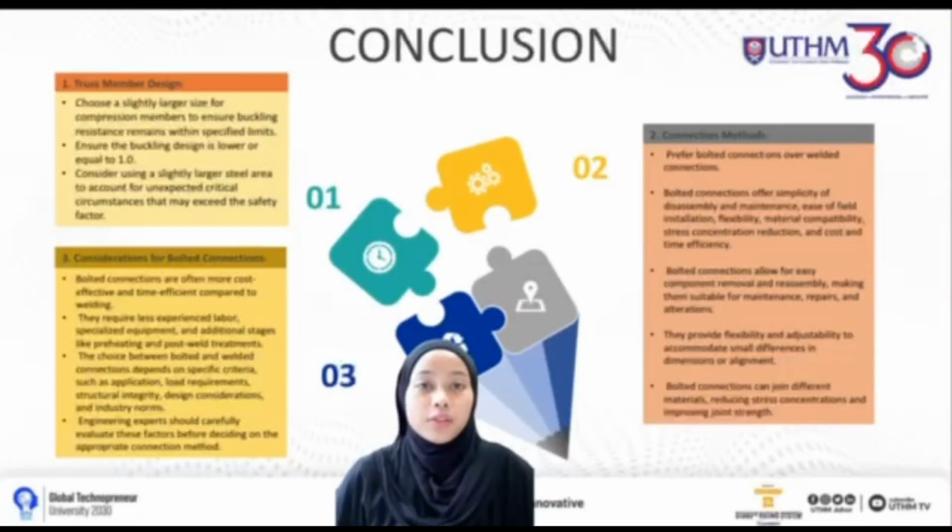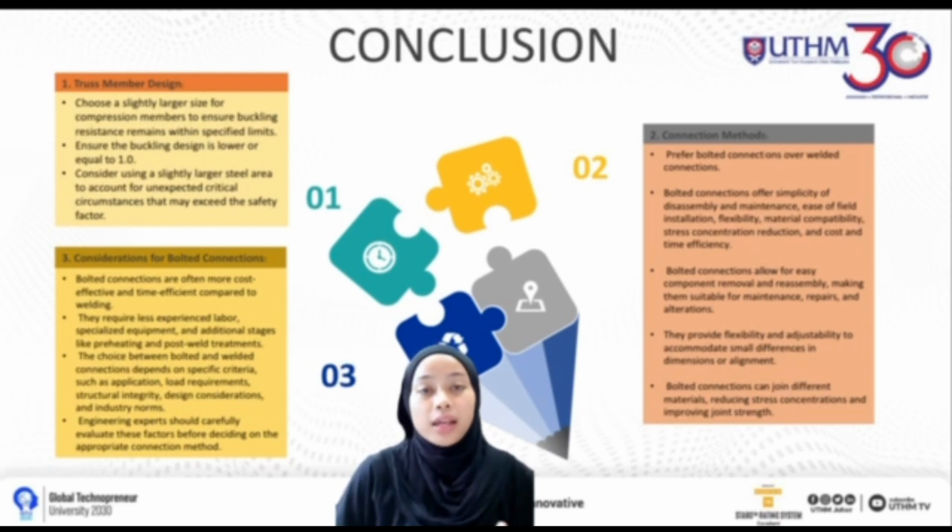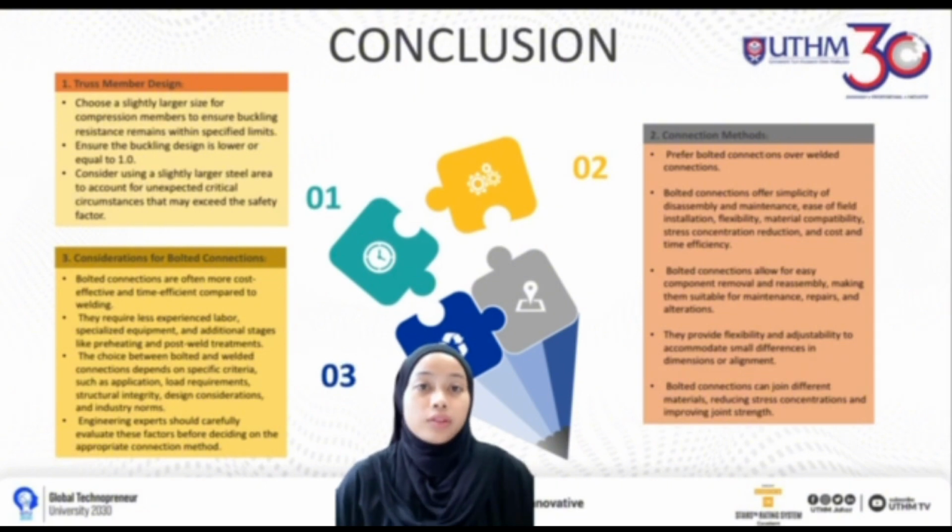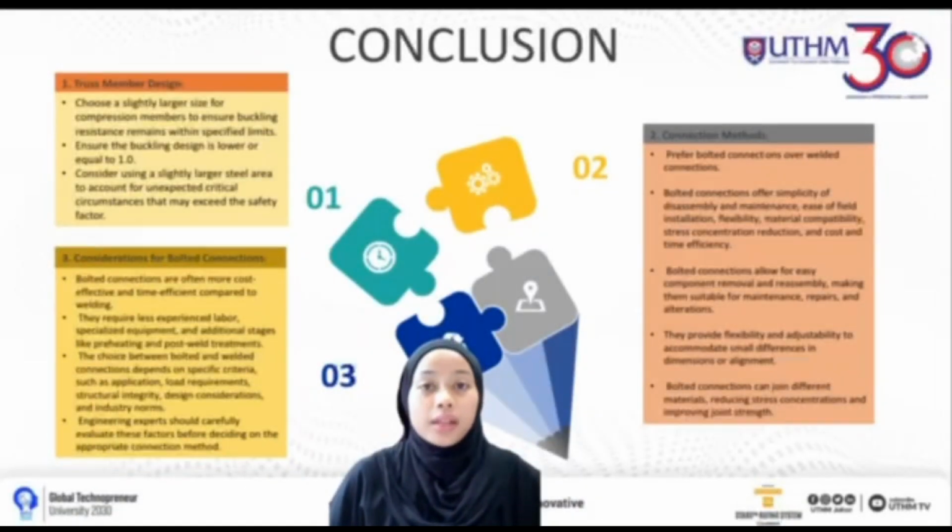There are some recommendations for enhanced truss design performance. Number 1 is truss member design. We choose a slightly larger size for compression members to ensure the buckling resistance remains within the specified limits, to ensure the buckling design ratio is lower than or equal to 1.0. This is considered using a slightly larger steel to account for the aspects that are critical and may exceed the safety factor. Number 2 is connection methods.